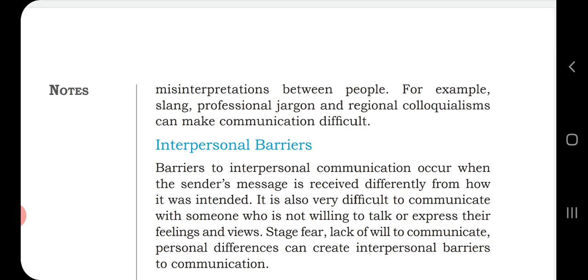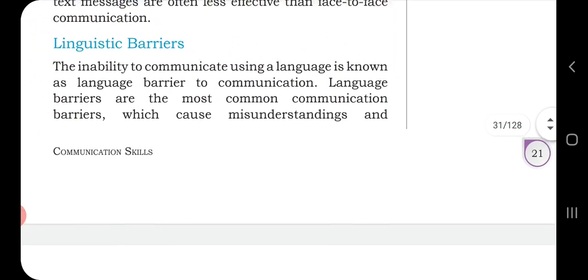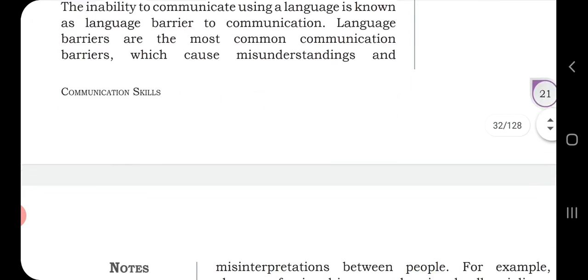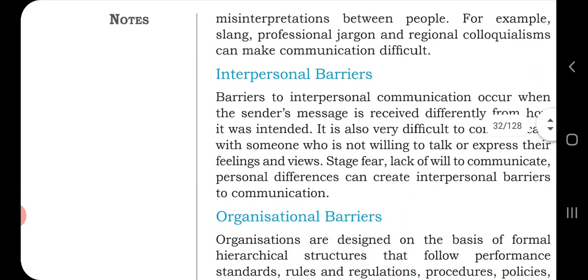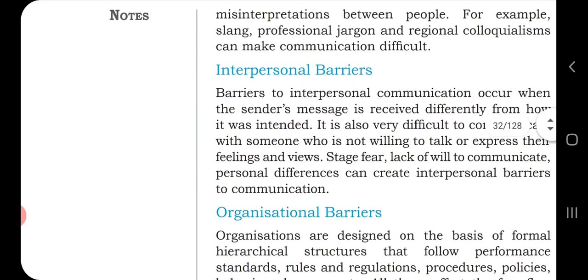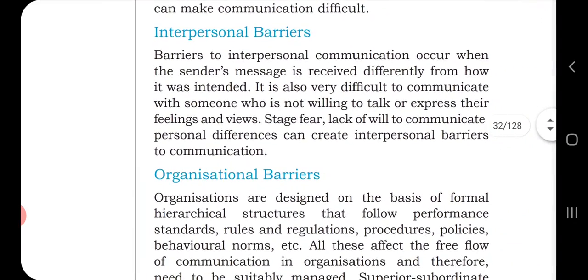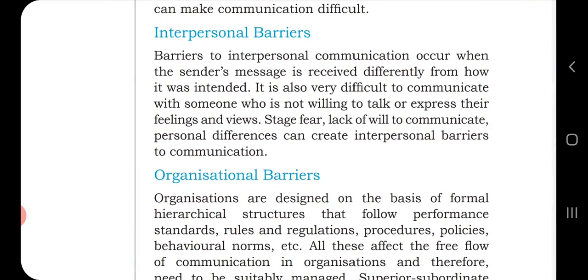So if such kind of communication is there, and the other person is not able to understand, then communication may become difficult. So just now we have seen linguistic barriers. These are called linguistic barriers. Now next is interpersonal barriers. Barriers to interpersonal communication occur when the sender's message is received differently from how it was intended.